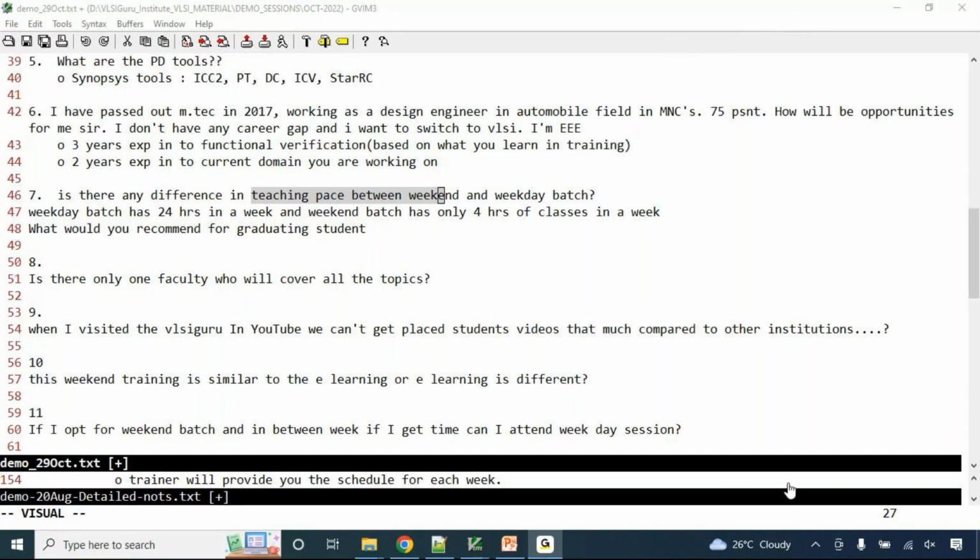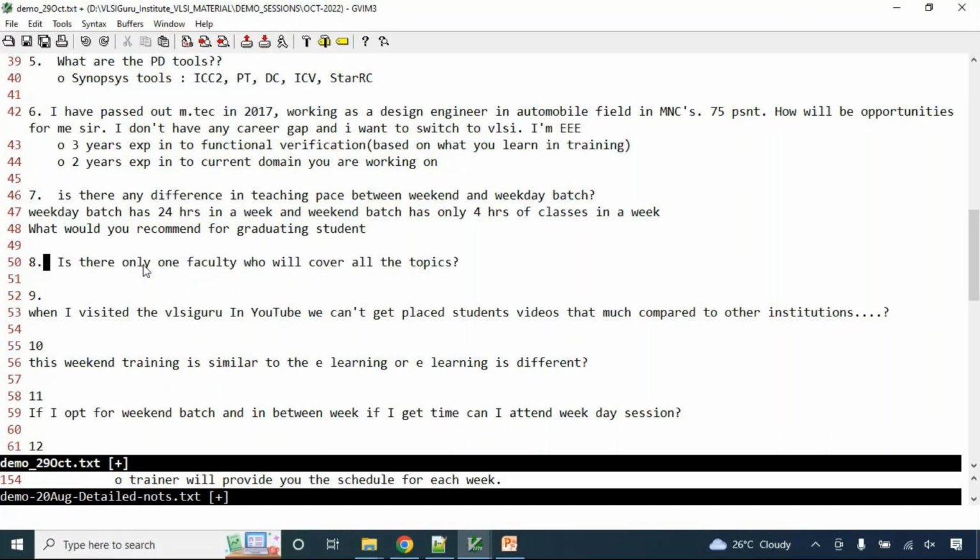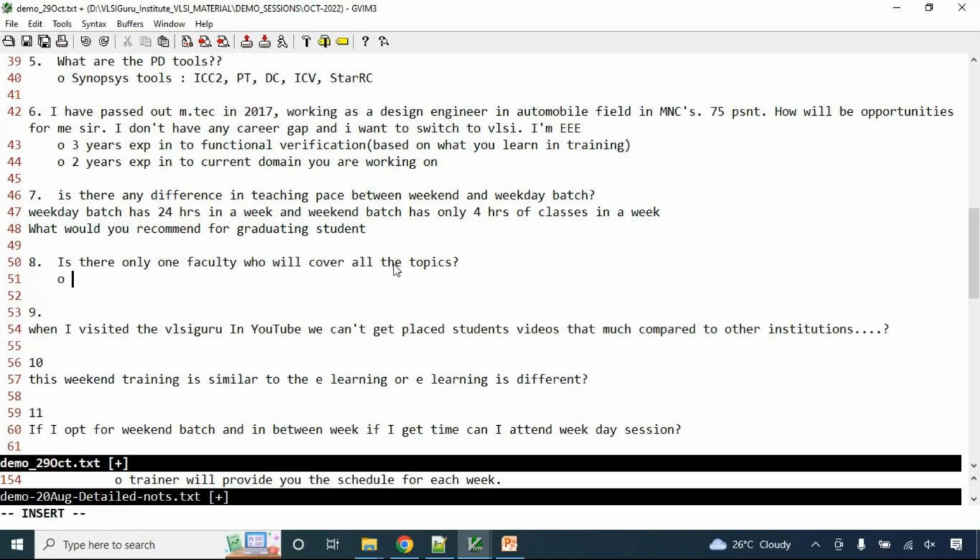Okay. I hope you got this question right. Next, is there only one faculty who will cover all the topics? No, we have almost 5 trainers who cover different topics. It could be even more. Right now, let's say 5 trainers, because digital design will be done by a person who is an expert in digital design. Verilog will be done by one of us who has expertise with the Verilog language.